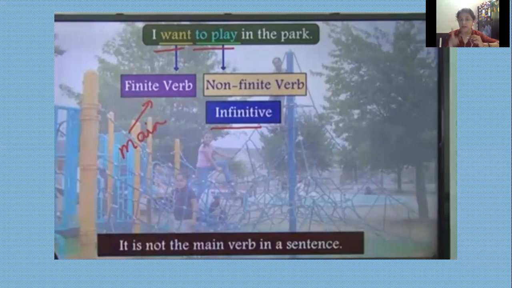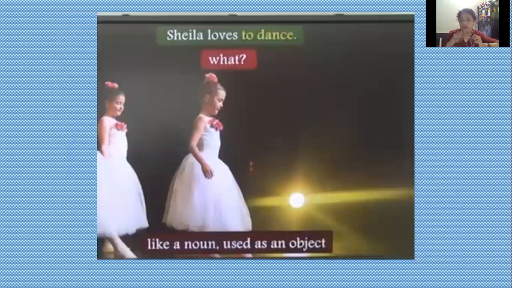Just remember, a non-finite verb, whether it is an infinitive, participle, gerund, whatever, cannot be the main verb in a sentence. Okay. Sheila loves to dance. It is like a noun used as an object. It is at the last, and if you see the structure of a sentence, subject, verb, so it can be used as an object.